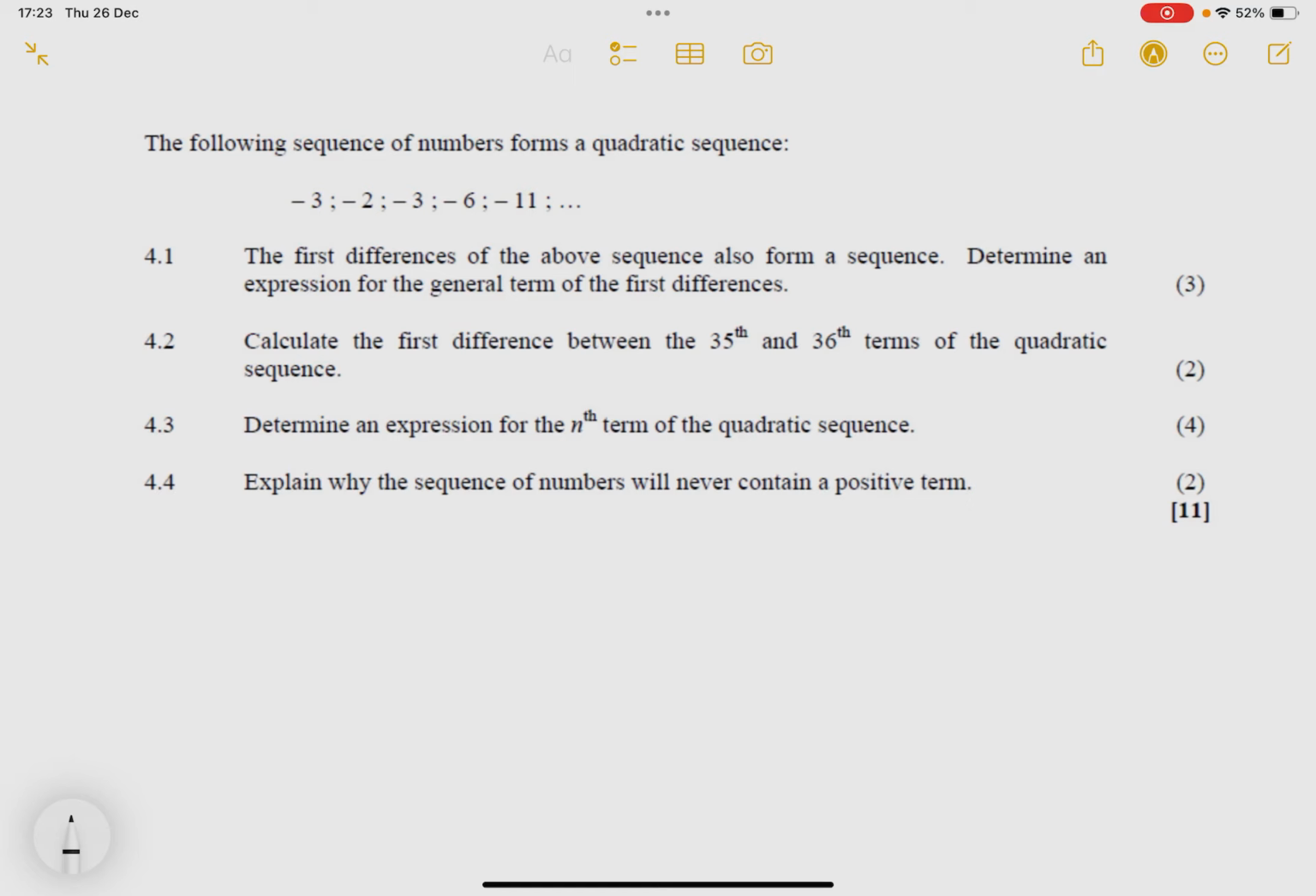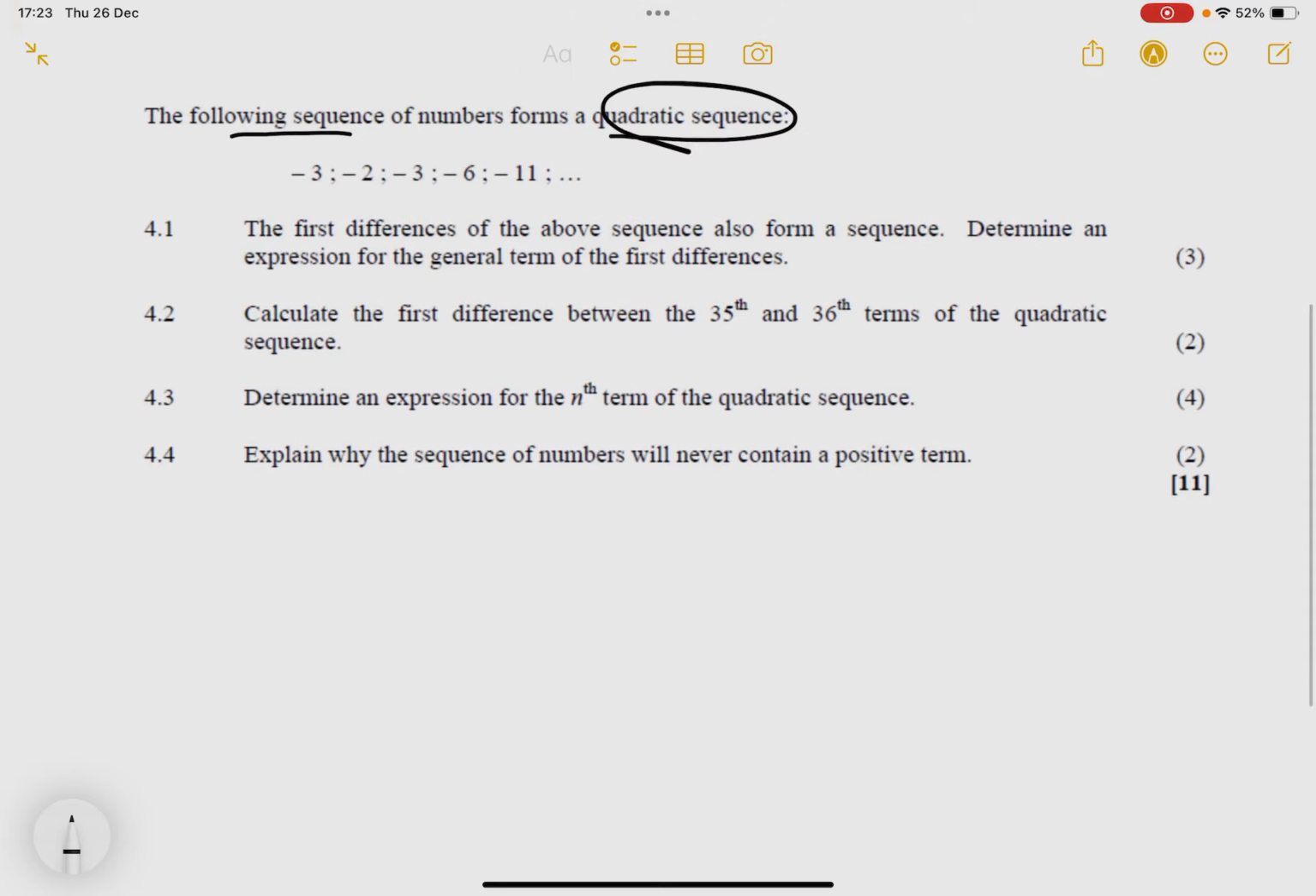Okay, Team 100%, let's just get down to business. Now, they say the following sequence of numbers forms a quadratic sequence, right? So we have a quadratic sequence. Just write it down. It's going to be minus 3, and then minus 2, and then minus 3 again. Okay, and now I'm going to have minus 6, and then minus 11, and this sequence is going to continue just like that.